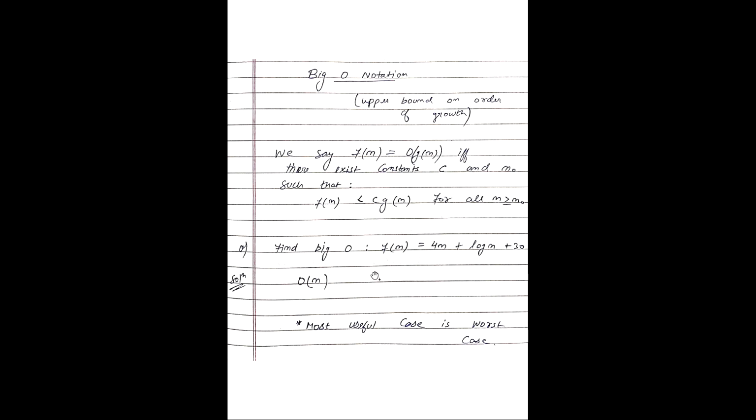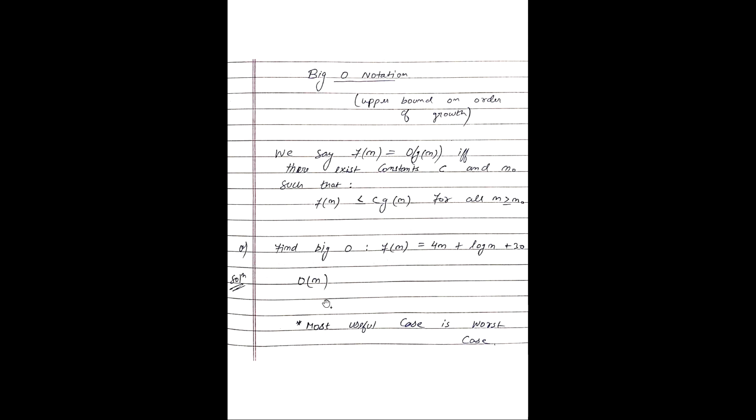Now the expression is fn equals 4n plus log n plus 30. What is the time complexity? Here you could see there is n, there is log n. We will drop the constant that is 30. We will also drop the lower order term that is log n. We would have 4n. From 4n we would drop 4 as its leading constant. We only have n, and for that the time complexity is big O of n.